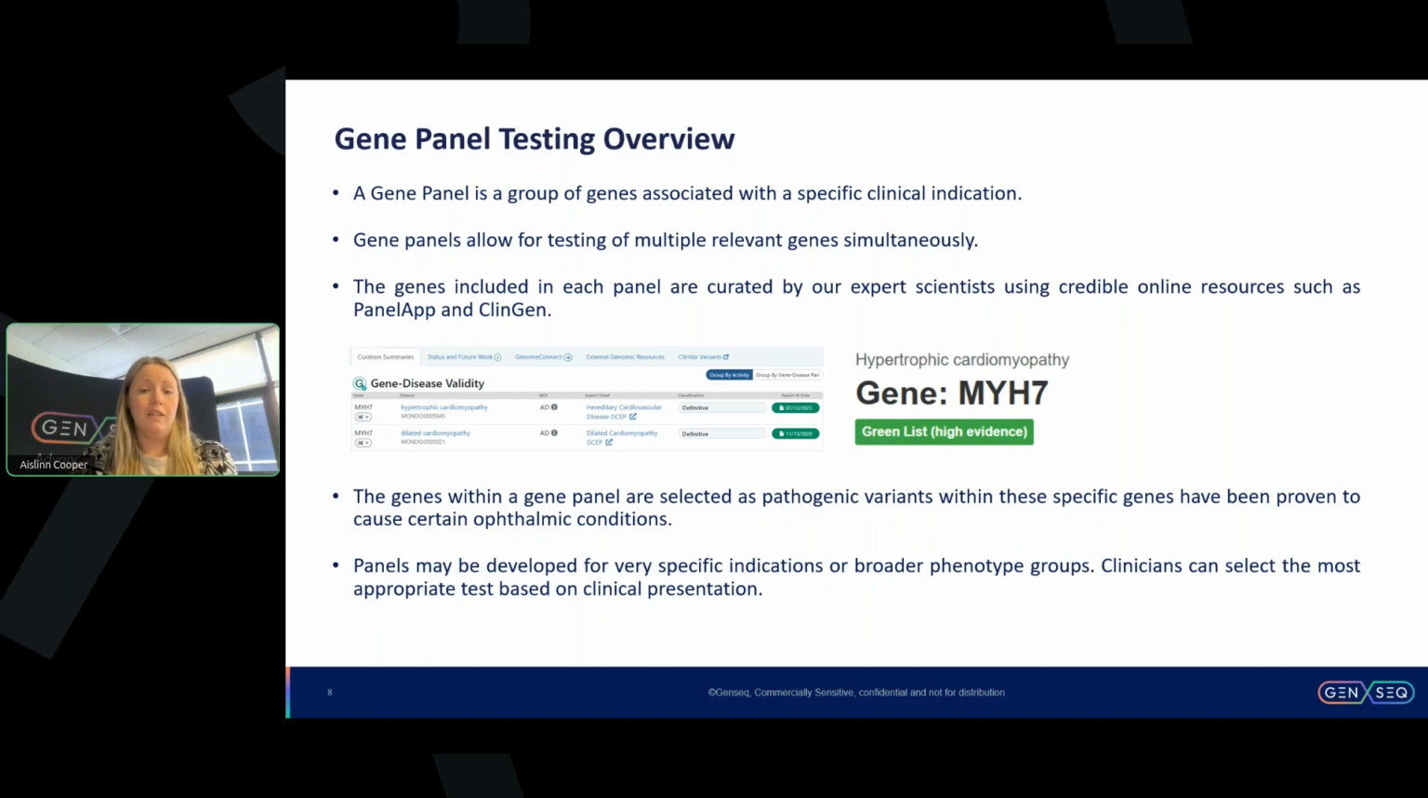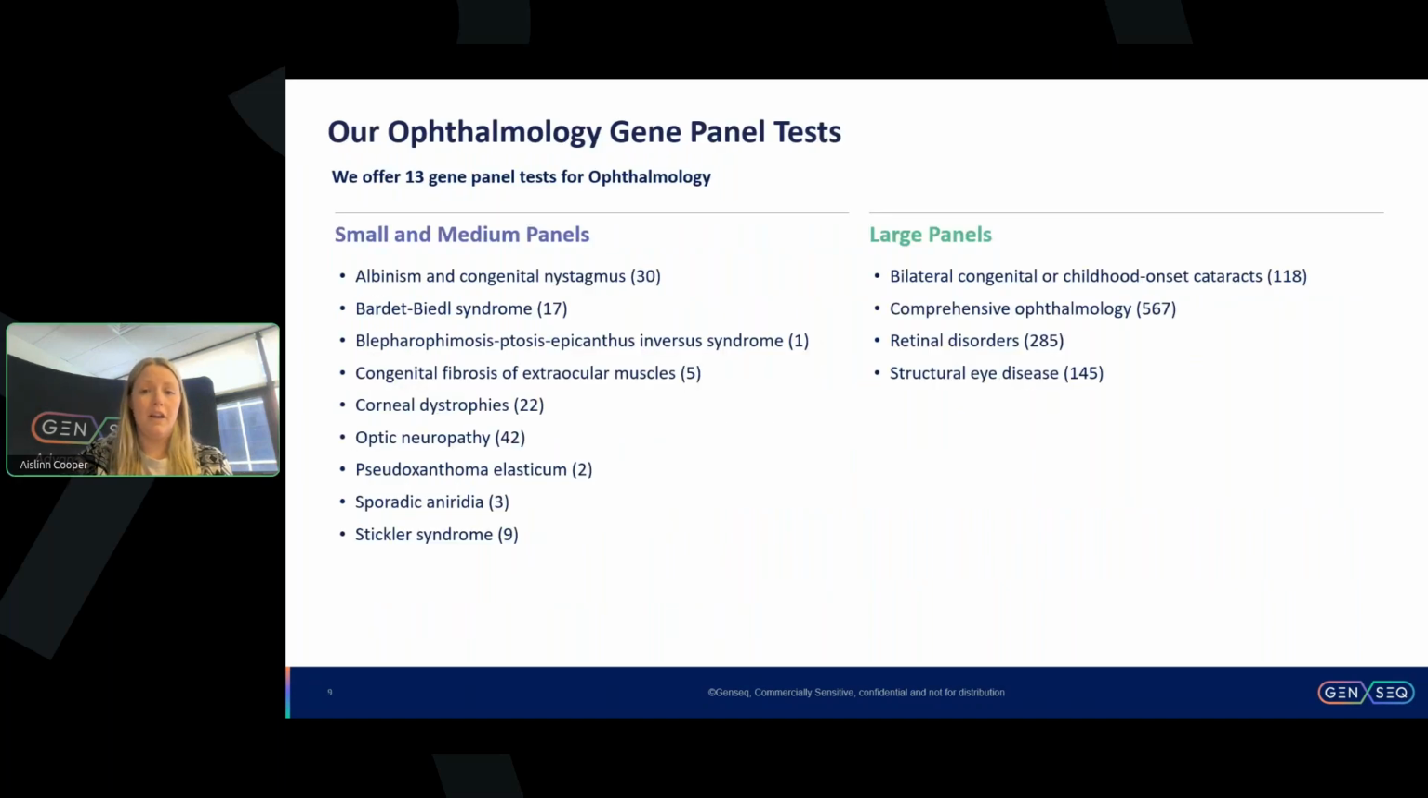The genes obviously are associated with the disease, and there are known pathogenic variants within those that are associated with the clinical indication. We develop these panels for either very specific indications, or we can do it for broader, more overlapping phenotypes, like Manish was mentioning earlier. And clinicians then can select the most appropriate panel based on their patient's clinical indication. These are a list of our available ophthalmology gene panel tests at the moment. And we have the smaller and medium ones that are more targeted in general. And then we have larger panels for those broader phenotypic spectrums, so retinal disorders as a whole and structural eye disease, where there's more overlap.